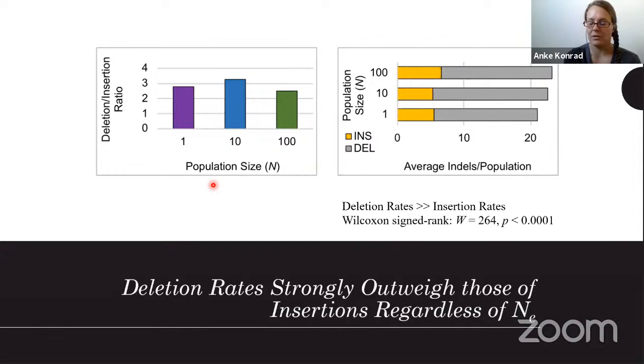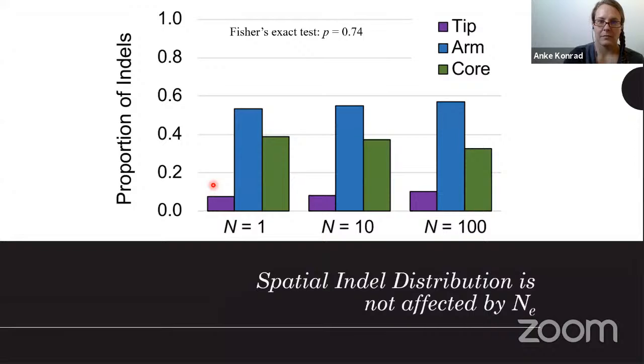In addition to the low complexity mutations, the other thing we noticed is that deletions vastly outnumber insertions in this data set. And this is, again, the same for all population sizes. The ratio between deletions and insertions remains approximately the same, but you do have a very strong deletion bias. And then when you look at the spatial distribution across population sizes, it also remains the same.